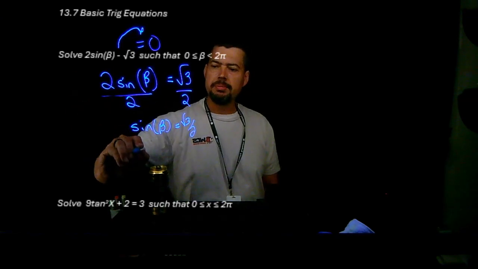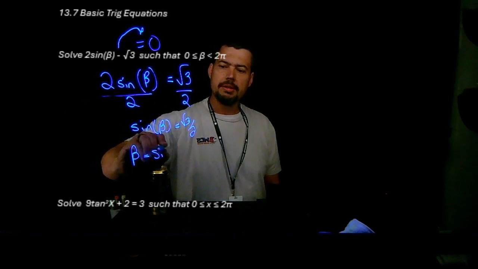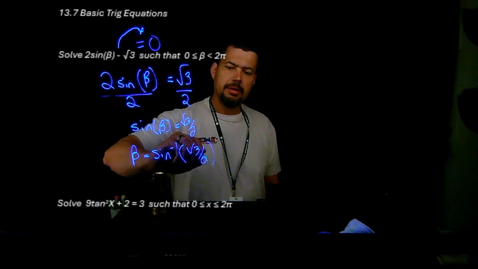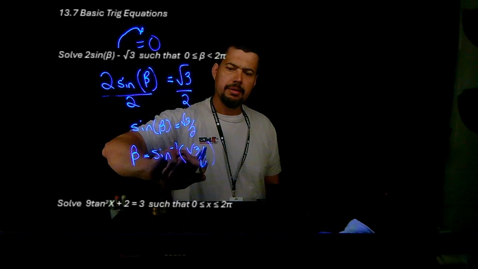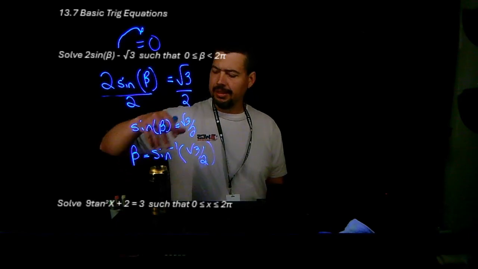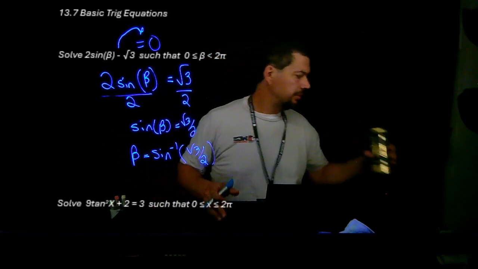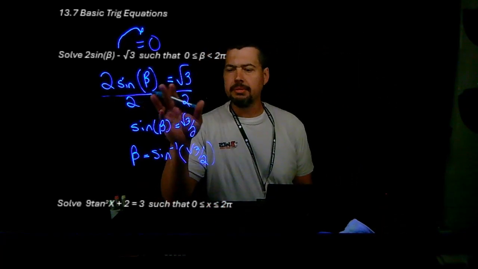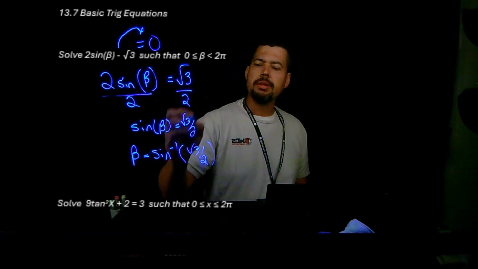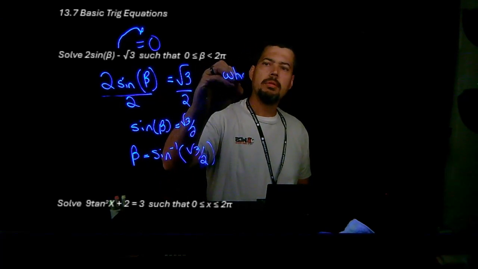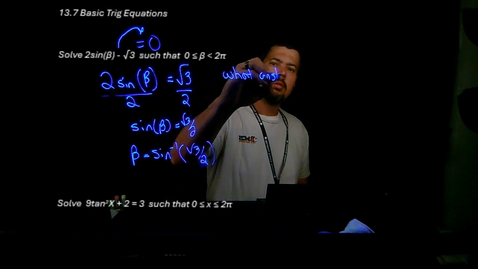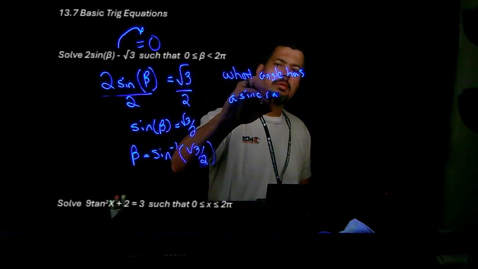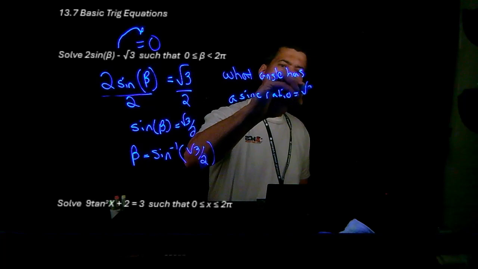Now, technically what this means is that beta is the arc sine of root 3 over 2. And you need to be thinking about what that's asking you to find. That's asking you to find the angle that has a sine ratio of root 3 over 2. Now, most of this page has been designed to be circular. It's all about the unit circle. So again, it's asking what angle has a sine ratio equal to root 3 over 2.